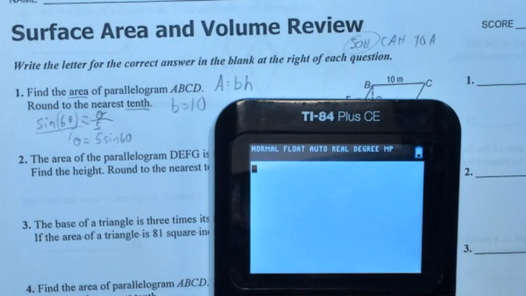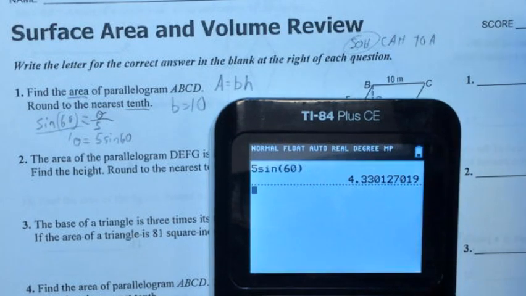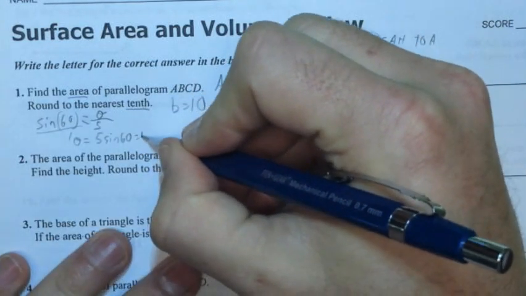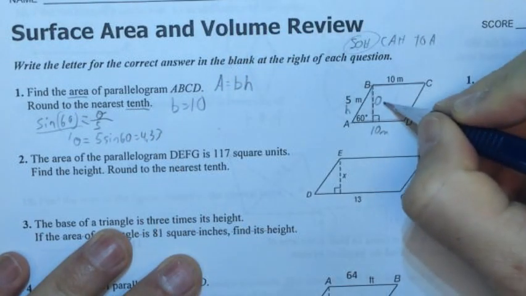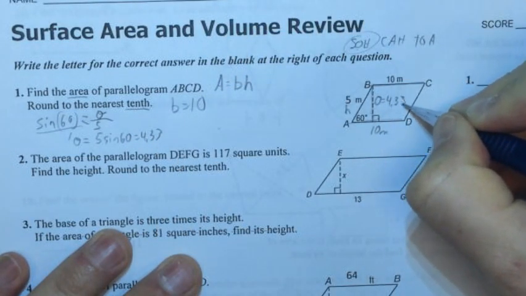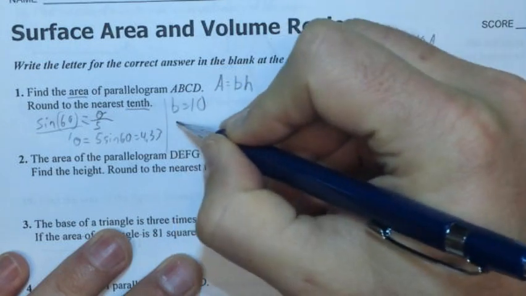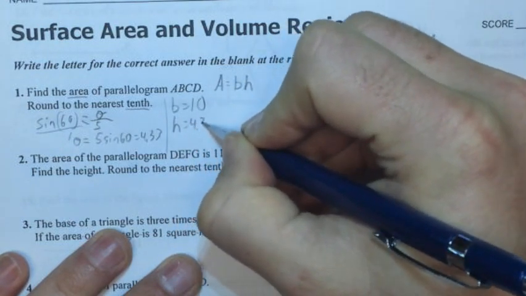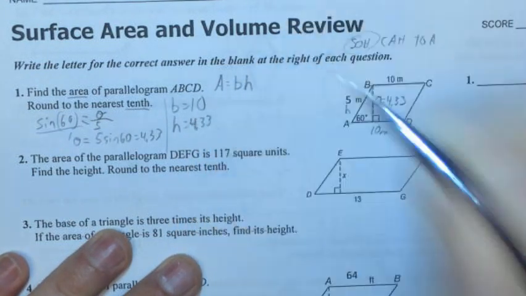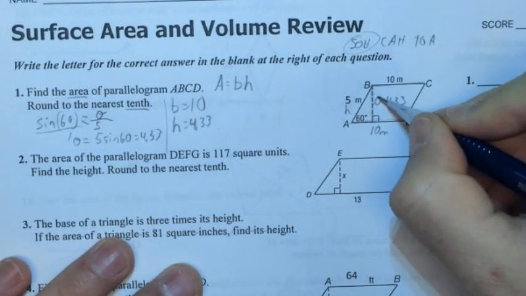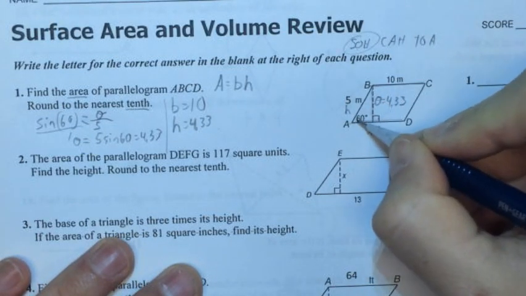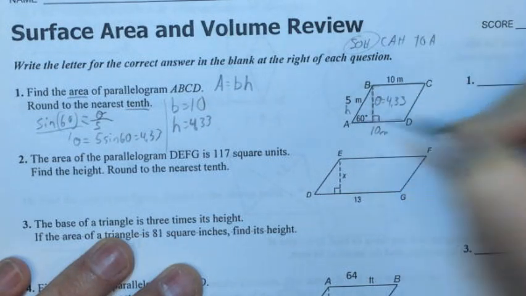5 sine 60 is 4.33. So this guy is 4.33. Now that, though, is being used as the height. Please don't get confused by the changing variables. Here it was opposite because it was opposite of the angle, but it's the height of the triangle.